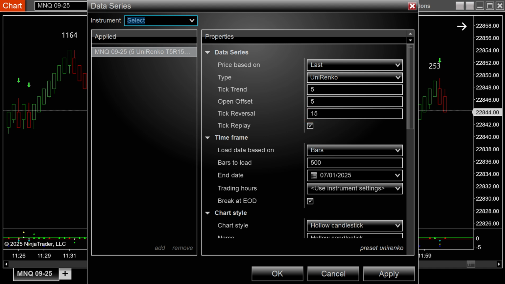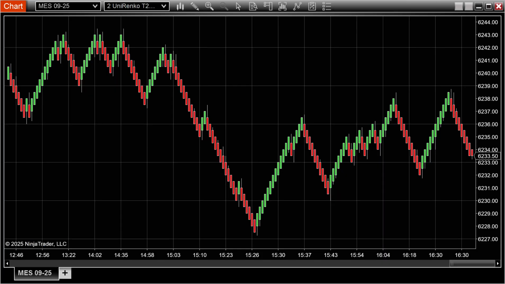It is important to have the first two values set the same, and the tick reversal must be 3 times the first two values. Also, it is important to have the tick replay enabled, otherwise, you won't see the historical signals. Right now I am presenting the strategy on Nasdaq because it has much more volatility, but it works the same way on any asset, as long as it has level 1 data.